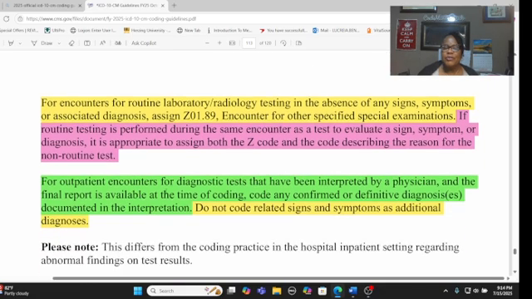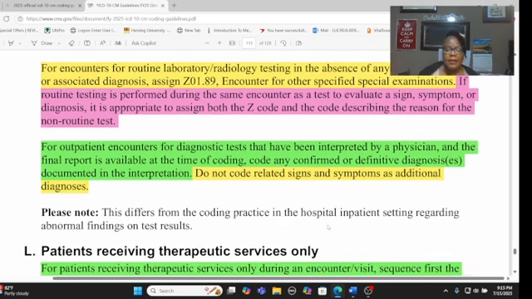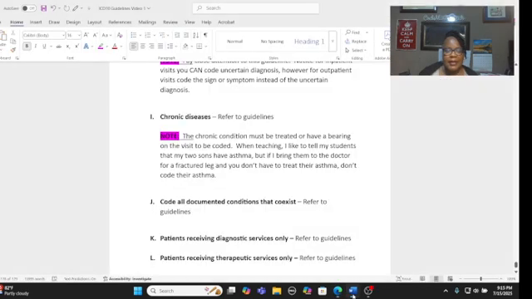For outpatient encounters, for diagnostic tests that have been interpreted by a physician, and the final report is available at the time of coding, code any confirmed or definitive diagnoses documented in the interpretation. Do not code related signs and symptoms as additional diagnoses, because remember, when the sign or symptom leads to a definitive diagnosis, then all we code is the definitive diagnoses and not the signs or symptoms. All right, let's see. That's K.